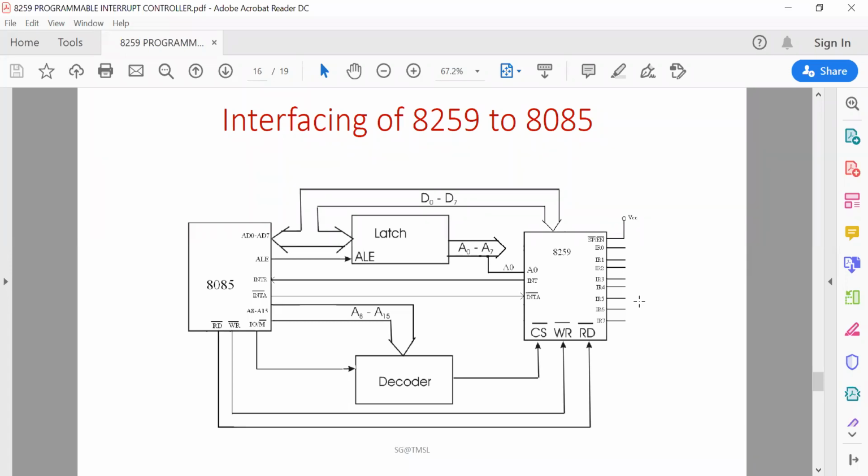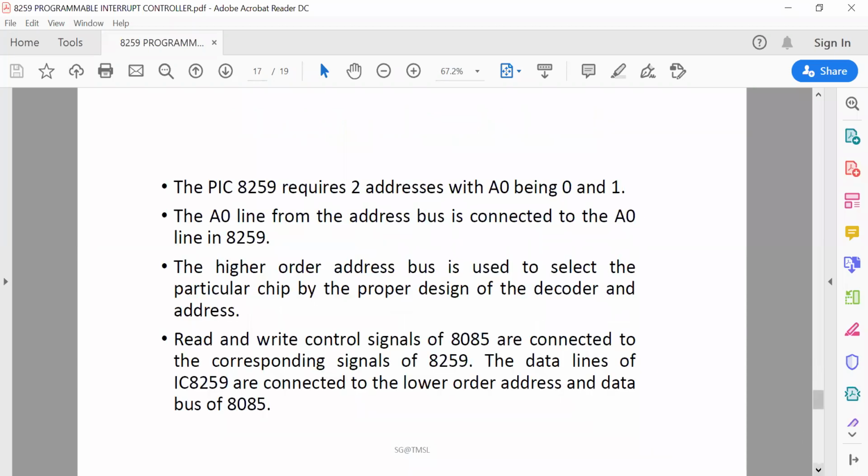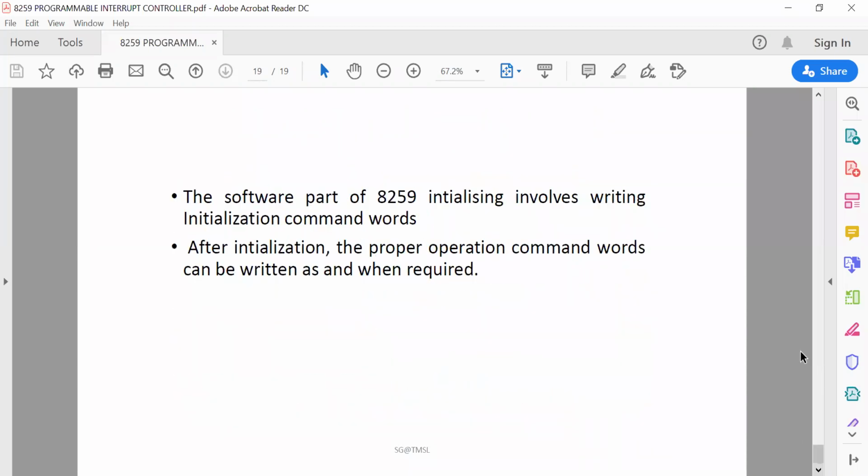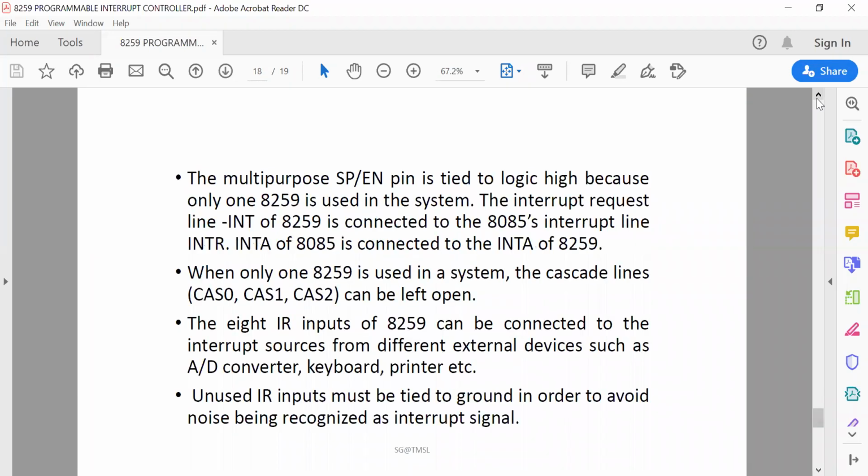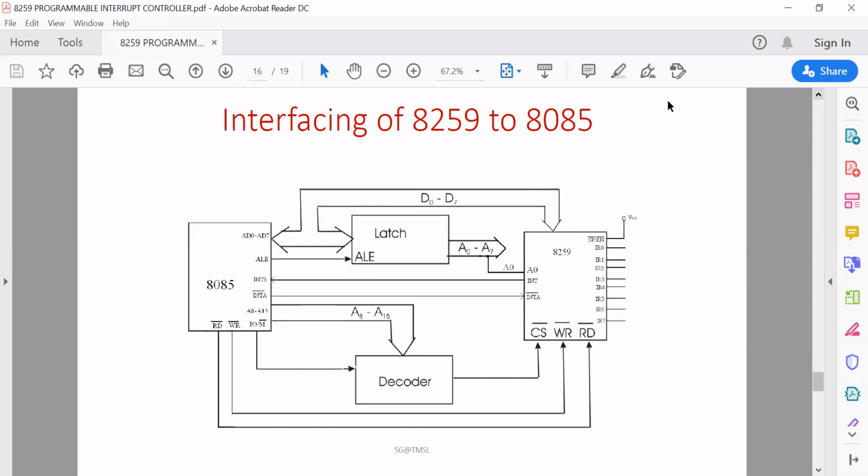So initialization of the 8259 involves writing the initialization command words in proper sequence, and after initialization the operation command words, OCWs, can be written as and when required. In this way the 8259 can be interfaced and operated. So that's all for today. The 8259 has been finished.